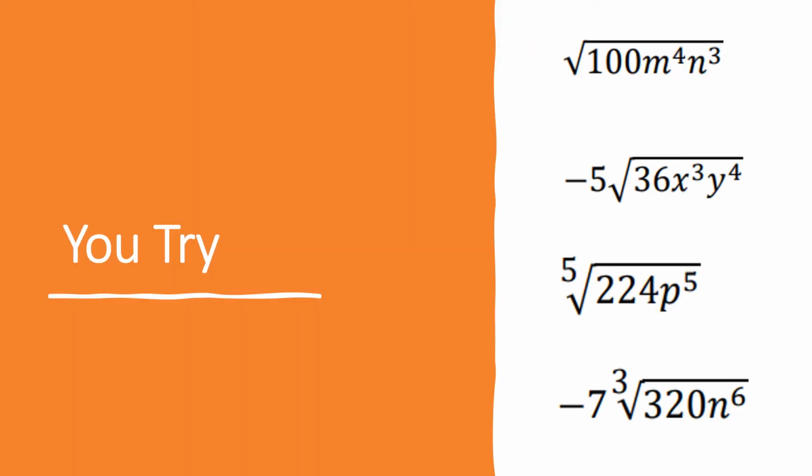All right, I think you are ready to try these on your own. Try to simplify these. Feel free to drop them in the comments below and see if other people agree with you. Check yourself with the other people.